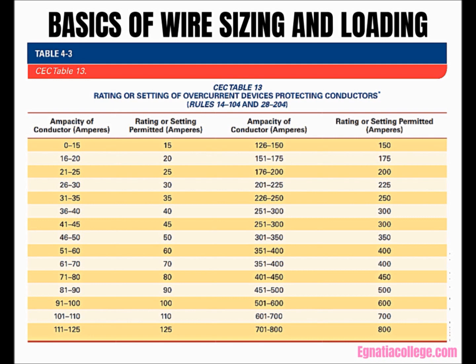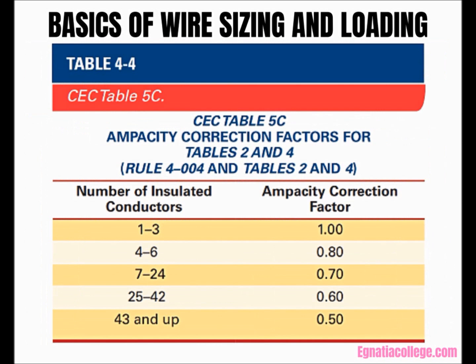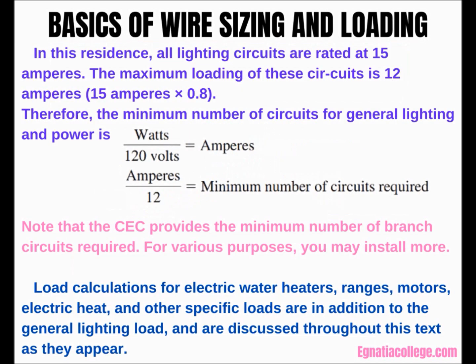The ampacities of conductors commonly used in residential occupancies are listed in Table 2. These are subject to correction factors, which must be applied where there are high ambient temperatures, for example, in attics. See Note 1 to Table 5A. Conductor ampacities are also derated when 4 or more conductors are installed in a single raceway or cable. See CEC Table 5C. In this residence, all lighting circuits are rated at 15 amperes. The maximum loading of these circuits is 12 amperes.